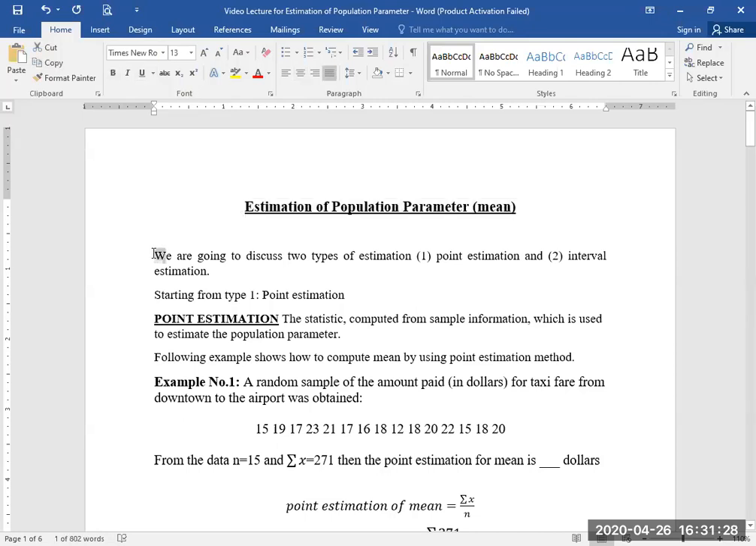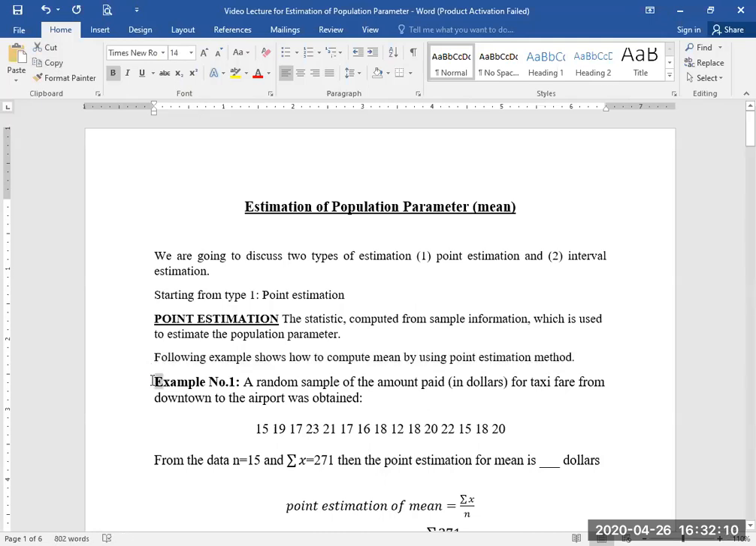We are going to discuss today two types of estimation. Number one, point estimation, and number two, interval estimation. Starting from the point estimation: a statistic value which is computed from the sample information, which is used to estimate the population parameter, any parameter like variance, mean, but we are interested in mean. The following example shows how to compute the mean by using the point estimation method.